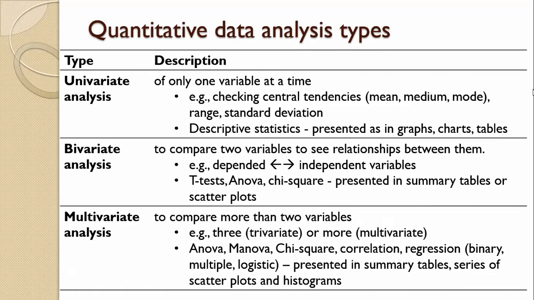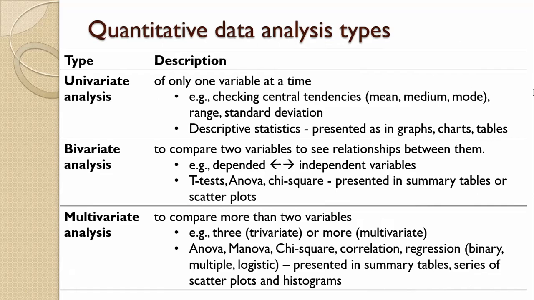You have also a type of analysis where you're analyzing two variables to see the relationship between them. So this is bivariate analysis. For instance, you could look at the relationship between dependent and independent variables, and how they relate. In this case, you can run t-tests or ANOVA or chi-square, and then you come up with summary tables or scatter plots that can illustrate the relationships.